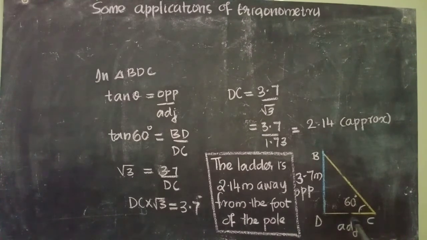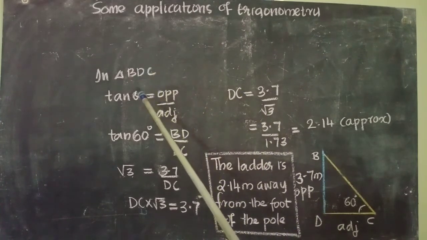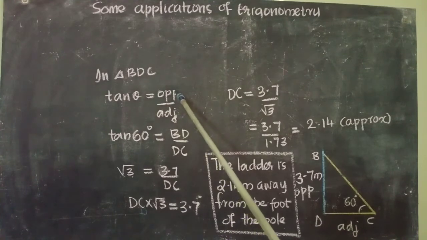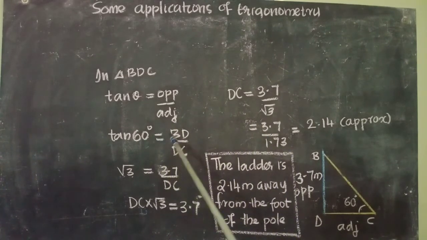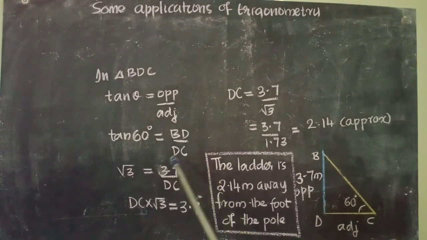Next we need to find out how far the ladder is away from the foot of the pole, that is DC. So opposite side is given. We need to find out the adjacent side. Let us take the ratio. In triangle BDC, tan theta equal to opposite side by adjacent side. Here theta equal to 60 degree. BD is the opposite side, DC is the adjacent side. Tan 60 degree equal to BD by DC. Tan 60 degree is root 3.